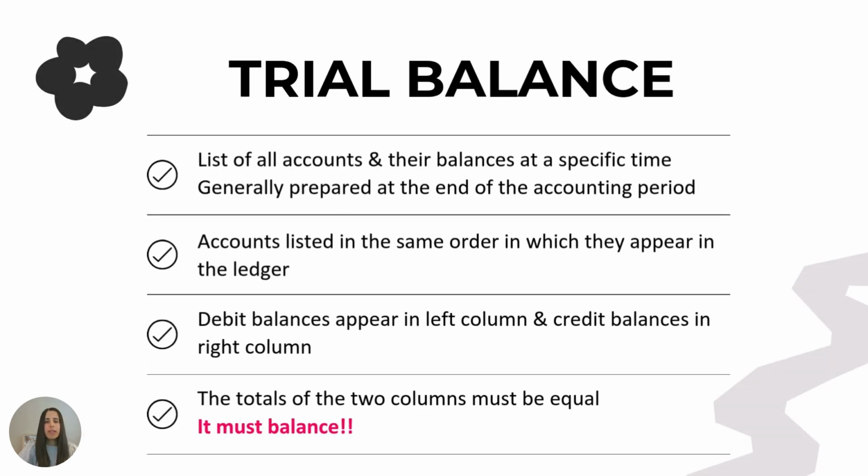Now, the trial balance is another report that's really important. It's going to list all of the accounts and now their balances at a specific time. We can run it at any date, but it is generally prepared at the end of an accounting period. An accounting period can be 1 month, a quarter, or a year, so a trial balance will always be prepared for that accounting period. The accounts are listed in the same order in which they appear in the ledger. There's a left column for the debit balances and a right column for all the credit balances, and the totals of the two columns must be equal. So they have to balance.